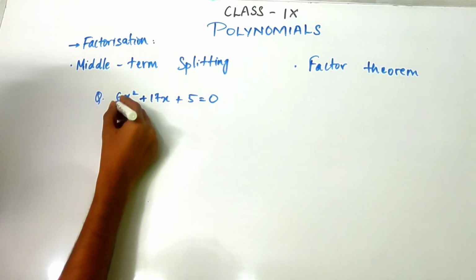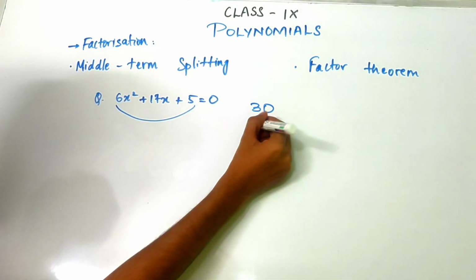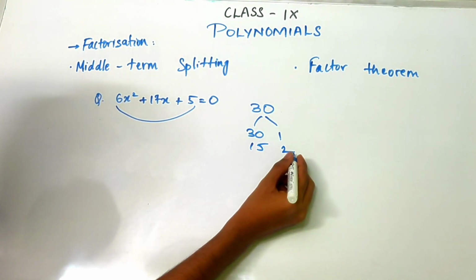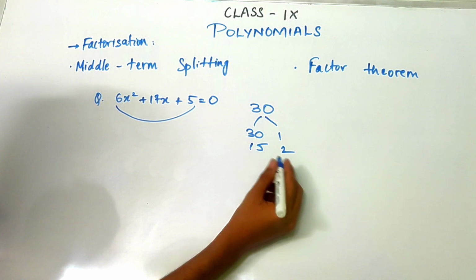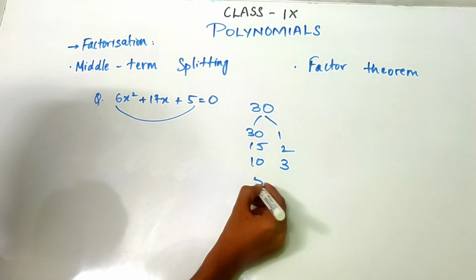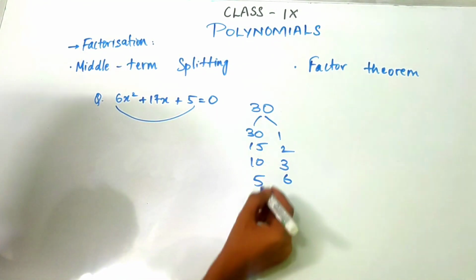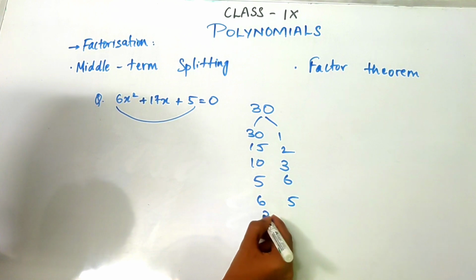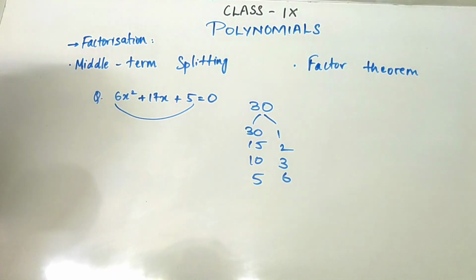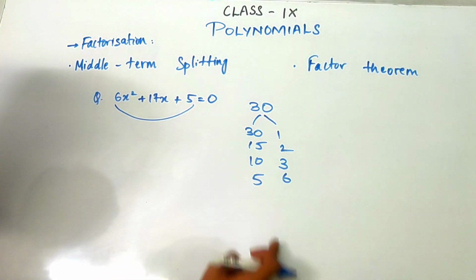Now the first step was to multiply these two, 6 and 5, which will give us 30. Now take out all the factors of 30, which will be 30 times 1, 15 times 2, and then 10 times 3. Now 5 times 6 is also another factor. Now again reverse it. So 6 times 5, 3 times 10, 2 times 15 will also be the same case.